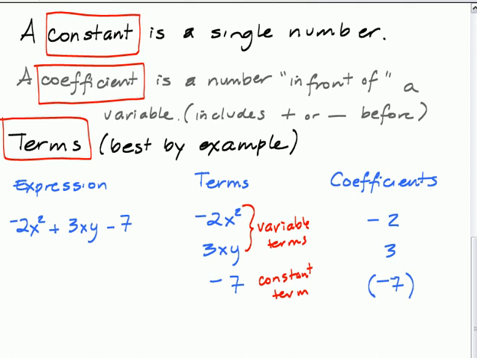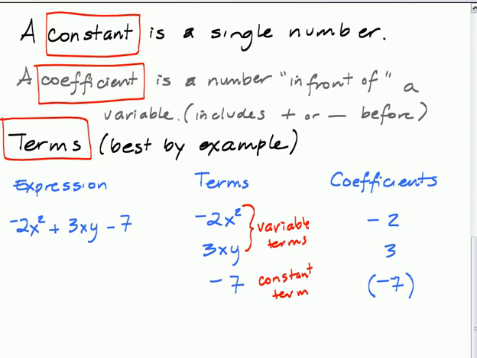Okay, a constant is just a single number. For example, 3, 2.8, negative 2/3. It's just a regular old number, and it's called constant because it doesn't change. 1.3 is always equal to 1.3.